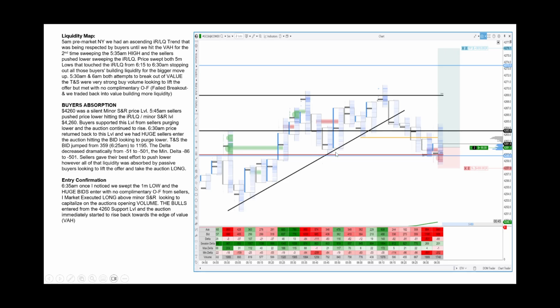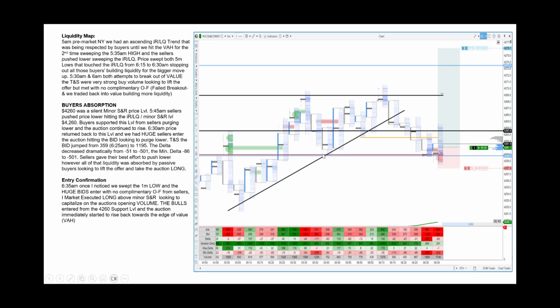This is where we hit that internal range liquidity trend line, and we also hit this silent minor support and resistance level, which is at 4260. As you can see, we push up into this level, 4260, then we get smacked down. We push up into it just slightly, push back down, and then finally break above it. We come up into the value area high, and now we're using that past level of resistance as a level of support.